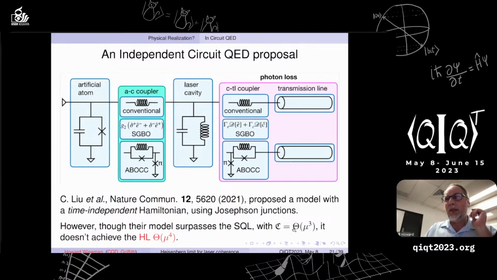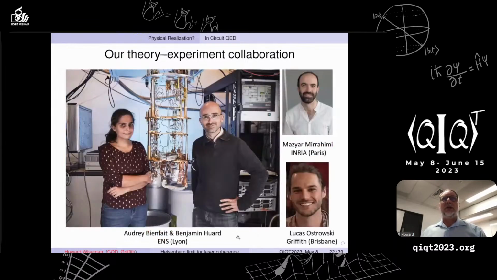So they were happy when they showed that they could get a mu cubed scaling. But yes, it's not actually the Heisenberg limit scaling. So yes, it's a very different architecture. I'm not going to talk about that at all because it's not my work, but just to let people know.